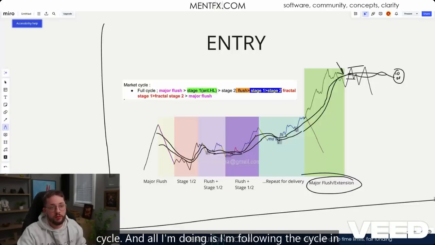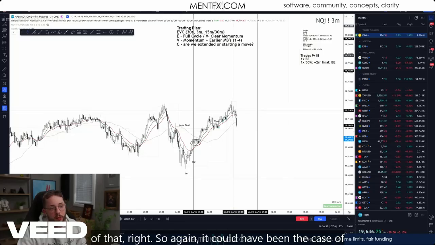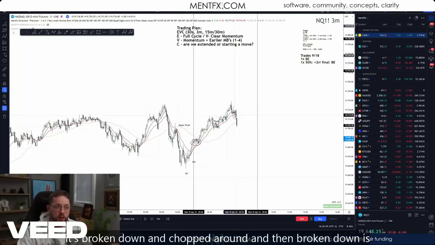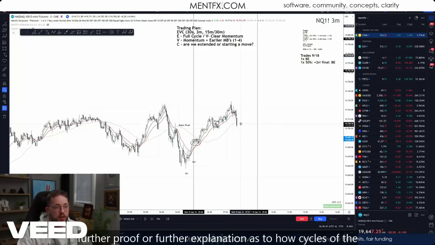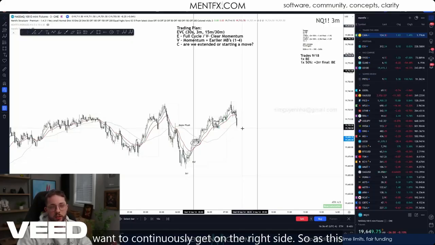And all I'm doing is following the cycle and establishing where I might be and what may occur as a result of that. So again, it could have been the case that this continued, and that wouldn't matter. But the fact that it's broken down and chopped around and then broken down is further proof, or further explanation, as to how cycles of the market work and what you should be doing as a trader if you want to continuously get on the right side.